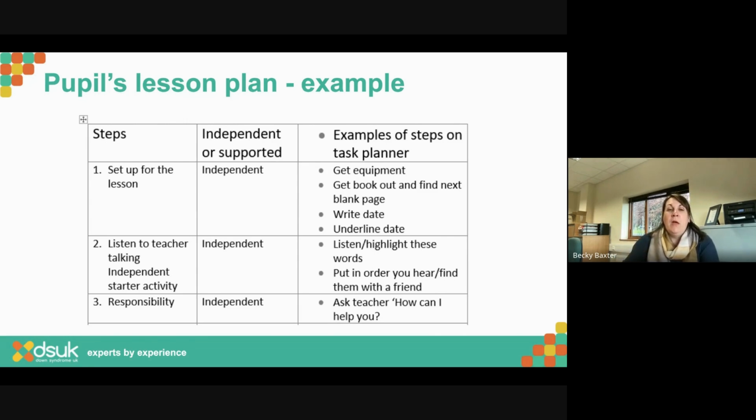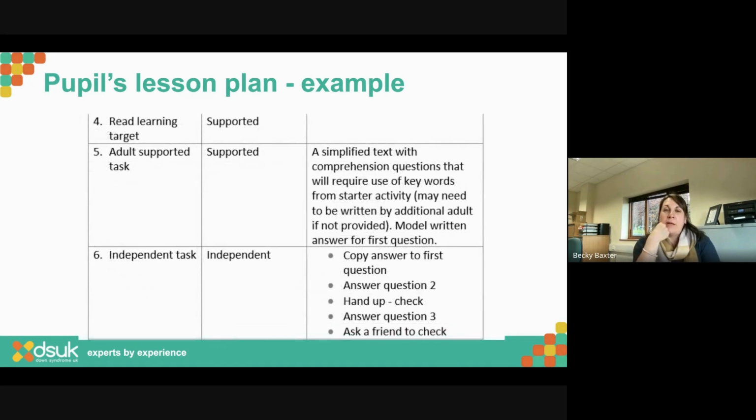In the input, they're going to be listening, but highlighting these words. These are the key words. And then they put on there to put them in the order you hear. Which one came up first? Put 1, and then you can find them with a friend. Having a bit of responsibility. Ask the teacher, how can I help you? Is there anything I can do to help? Oh, hand out some of these books. Brilliant. That's going to give me another opportunity to go around and speak to somebody.